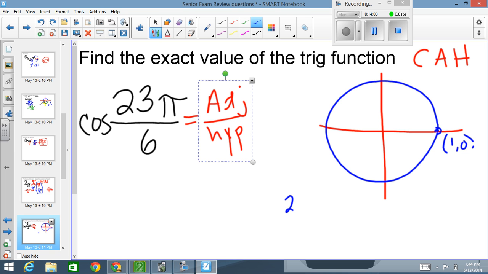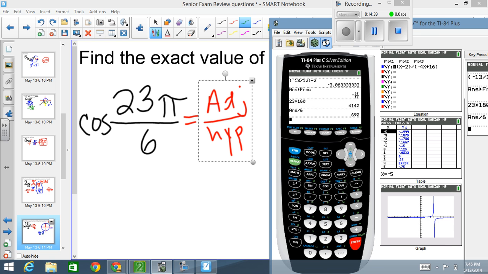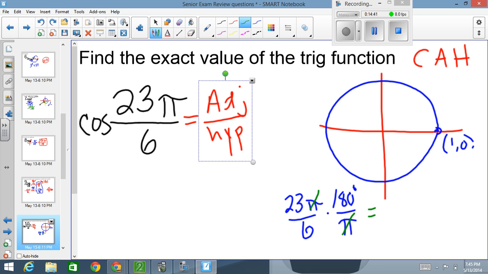Well, if you want to, you can convert to degrees. When I convert from radians to degrees, I want radians in the denominator, so as to eliminate them, I'll put 180 in the top. Pi's cancel. So I'm doing 23 times 180 divided by 6. 23 times 180 divided by 6. 690 degrees. So this is 690 degrees. If I'm more comfortable in degrees, then I'd rather just do it this way.